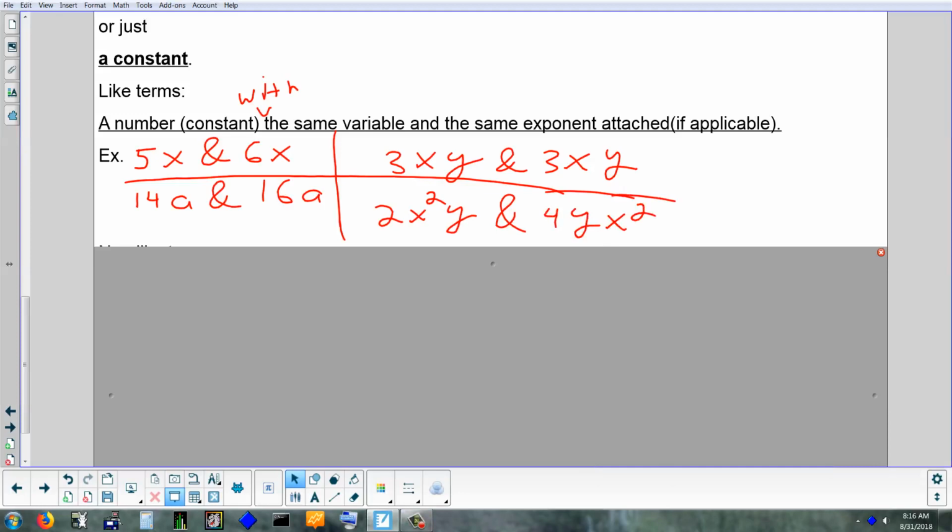Yeah, Mary, what were you going to say? They are because they have the same variable and the same exponents. Exactly. Did everybody hear what she said? Those are like terms.